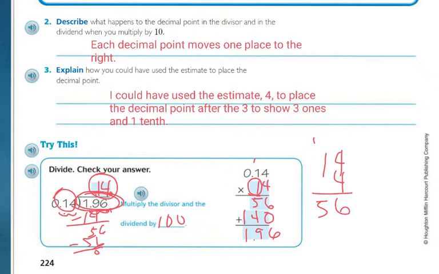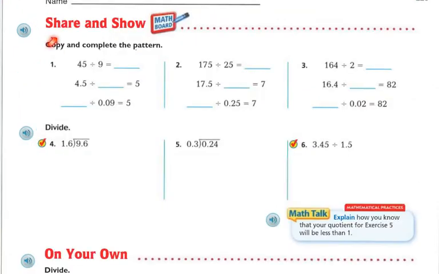So I checked my answer, and it worked out perfectly. All right, so let's do our share and show. We're going to copy and complete the pattern. So we have 45 divided by 9. Well, 45 divided by 9 is 5, right? Let's put my 5 in here.